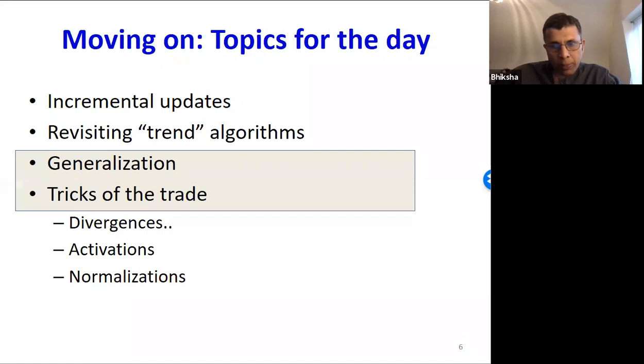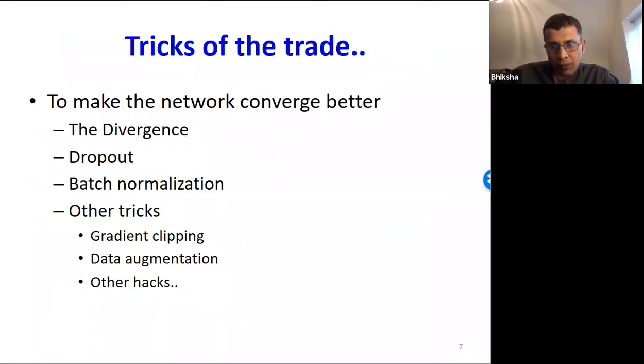So moving on, the topic for the day: we are going to look at divergences, normalizations, and various other tricks of the trade. Specifically, we're going to consider the following topics: the properties of the divergence and how we choose it. We're going to look at batch normalization, and then dropout. Actually, the order here should be changed because we're going to look at batch normalization first. Dropout, gradient clipping, data augmentation, and other hacks are going to be in the extra lecture that I will record afterwards. So questions, anyone at this point?